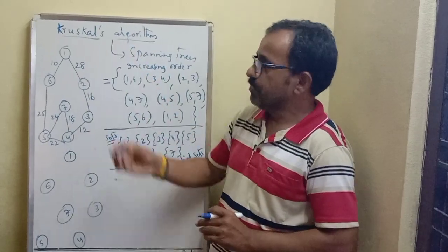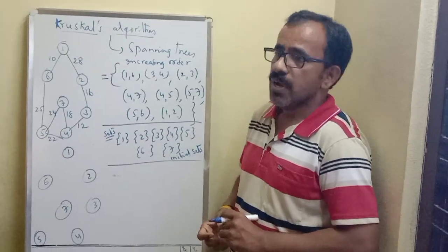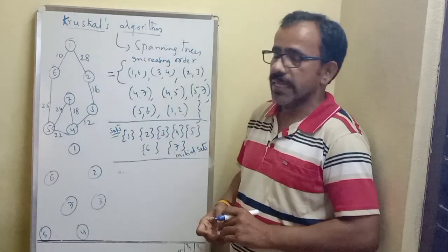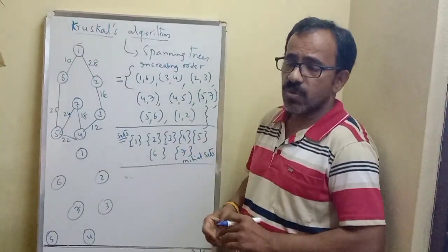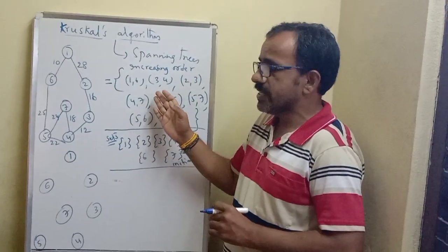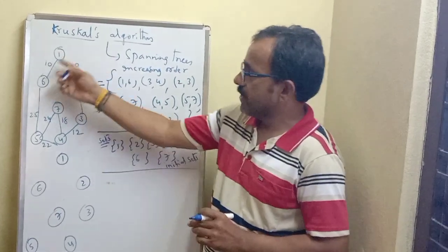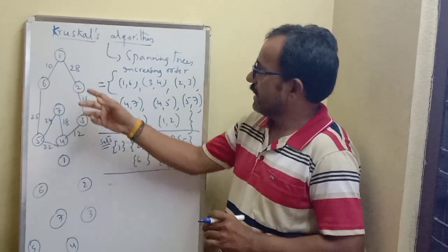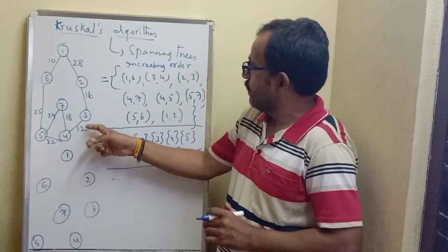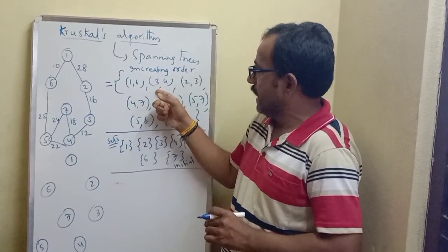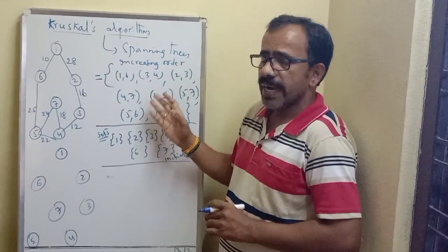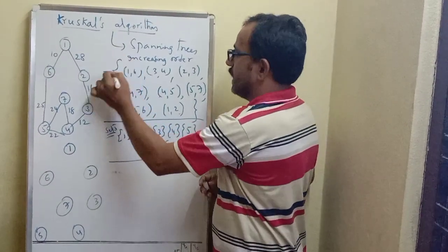The principle involved in Kruskal's algorithm is to first arrange all the edges in increasing order of edge weight. If you observe the graph, the lowest cost edge is 1 6, so write 1 6 first. The next minimum cost edge is 3 4, so write 3 4 immediately after 1 6. Like that, arrange all the edges in increasing order of edge cost. Like this we construct one set.